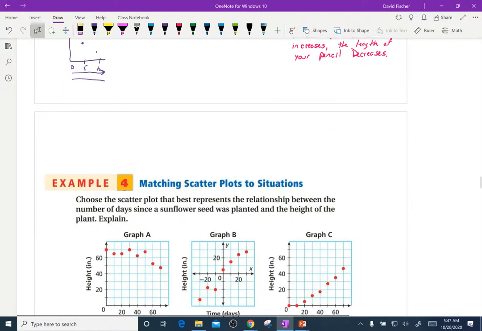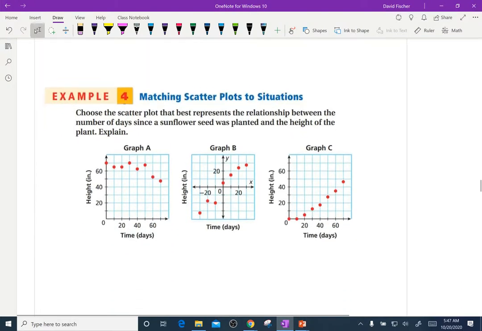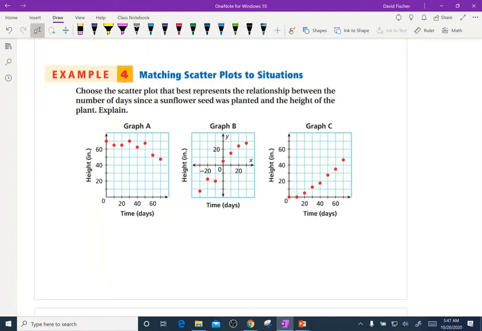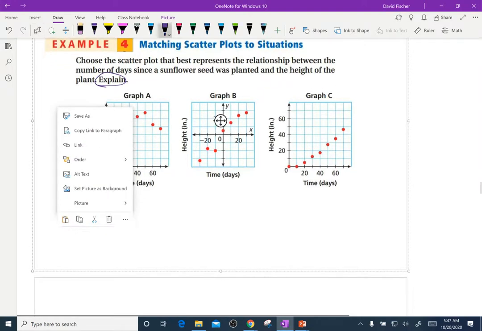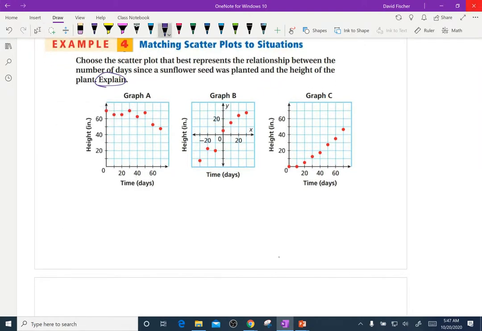Okay. All right. Here's a scatter plot. Now it's kind of like interpreting too. It says choose a scatter plot that best represents the relationship between the number of days since a sunflower seed was planted and the height of the plant. Explain. Now, when we do these graphs and explaining, we also need to explain why one graph doesn't work.